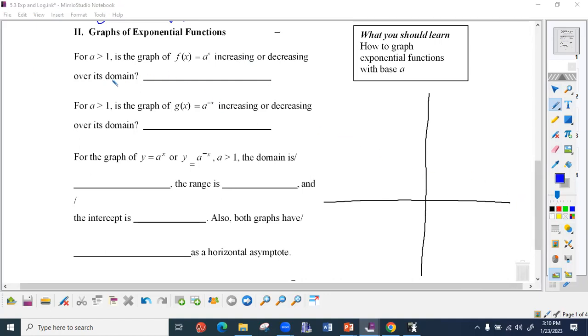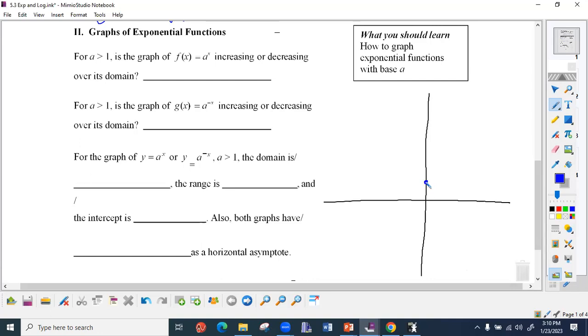Okay, so we're gonna start here. It says, for a greater than 1, is the graph f of x increasing or decreasing over its domain? So if a is greater than 1, is our graph increasing or decreasing? It is increasing because we read it from left to right.